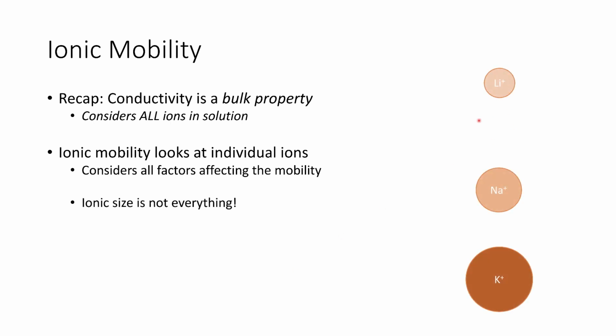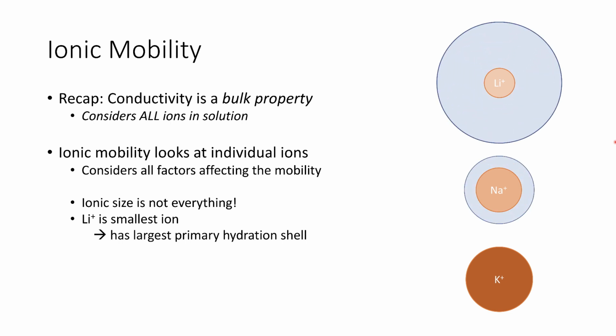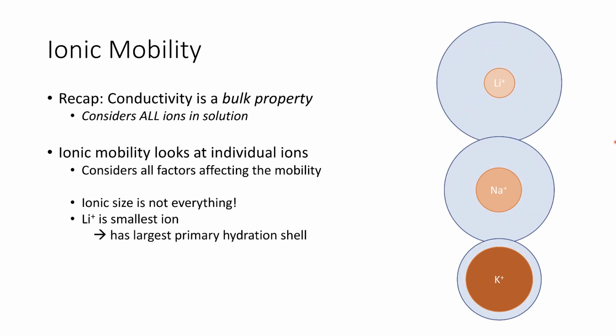If we look at our group 1 ions, lithium is absolutely the smallest ion, but the ionic size isn't the main factor. We need to look at the hydration shells. So we spoke before about how lithium, even though it's the smallest ion, has the largest primary hydration shell. So we have these two factors. We have conductivity, which is a bulk property. We have mobility, which is a microscopic property.